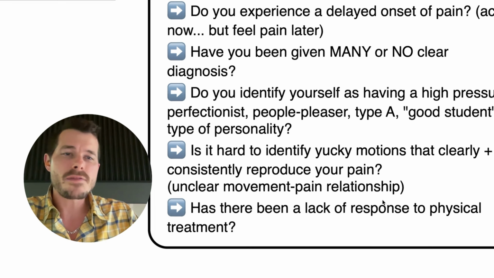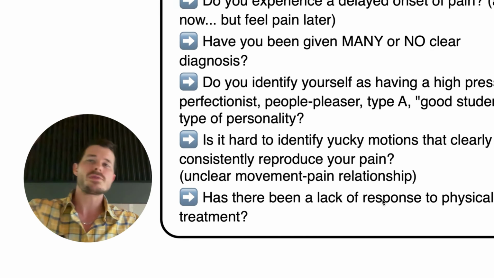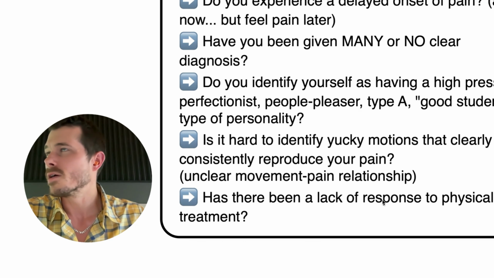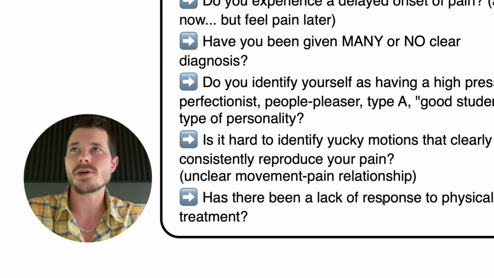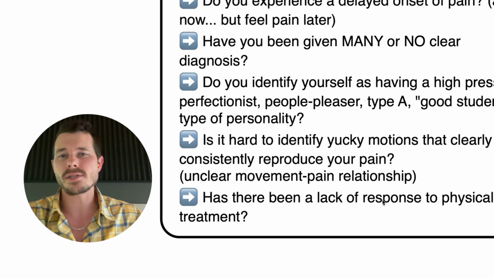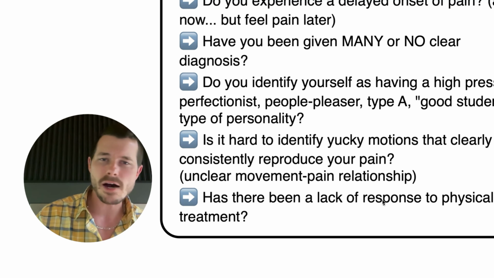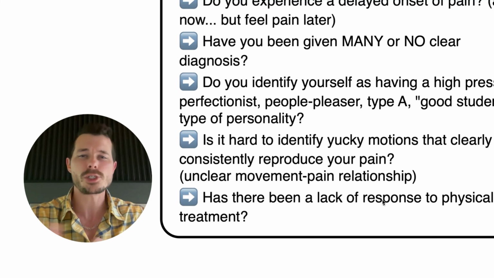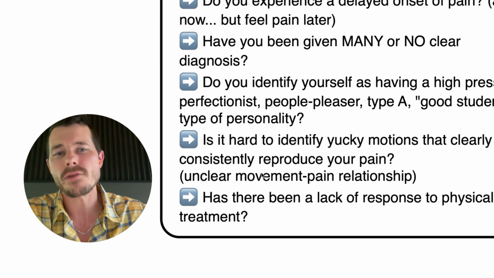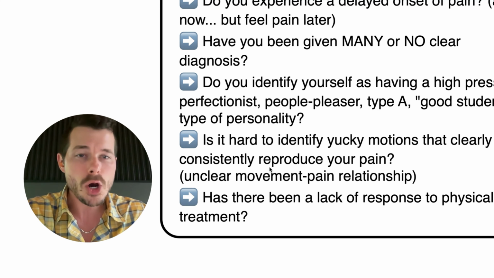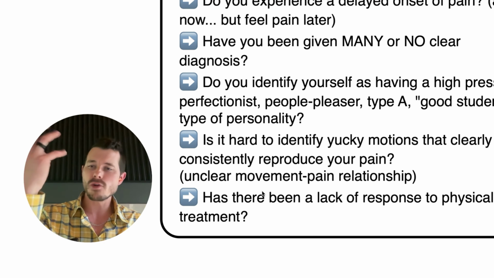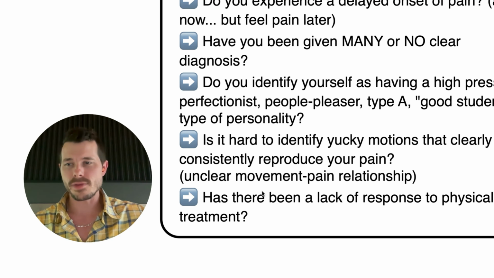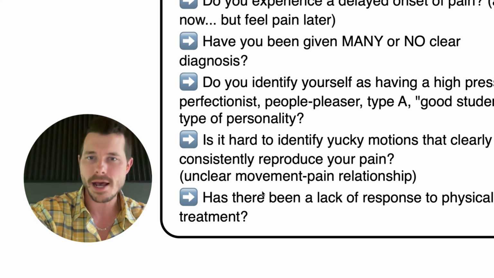Is it hard to identify specific yucky motions? So maybe you went through these motions today and you're like, you know what? That one hurt, but then it didn't hurt. And I go to the doctor and sometimes this hurts and sometimes it doesn't hurt. Or maybe you just notice for yourself that things aren't consistent. They kind of fluctuate. I call this an unclear movement-pain relationship. Maybe there is no relationship, and the lack of a clear movement-pain relationship is the pattern. The absence of the pattern is sometimes the pattern, all right?